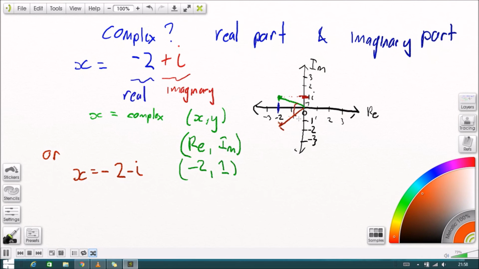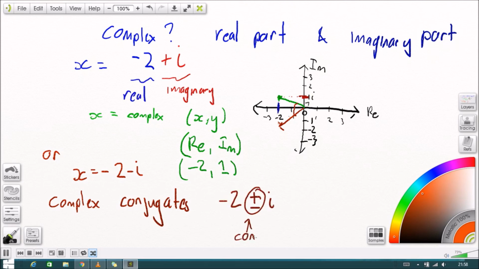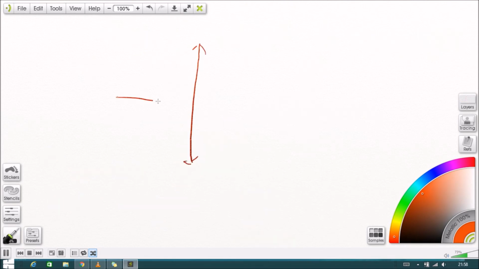So our two numbers are that, or x equals negative 2 minus i. So the only thing that's changed is the sign before the imaginary part. And we call these complex conjugates. When you have to solve to find complex roots, you're going to get complex conjugates, which means it's the same number except we got that plus or minus, then we have the imaginary part.